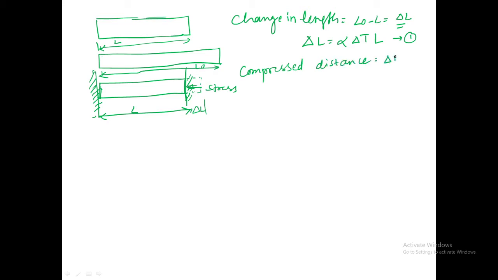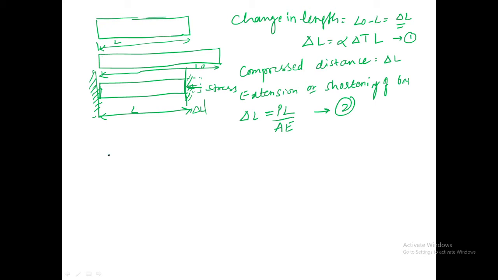This is equal to how much? Delta L. Okay. Now you just note down the equation of extension and shortening of a bar. So what is the equation? Delta L equal to PL divided by AE. Are you agree with this one? Yes, sir.